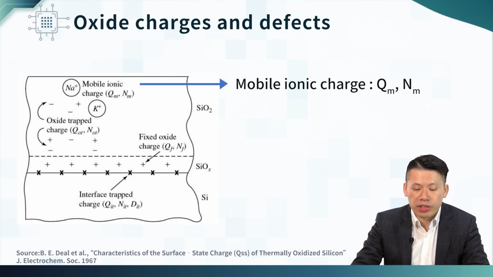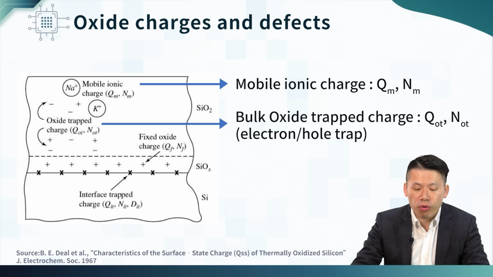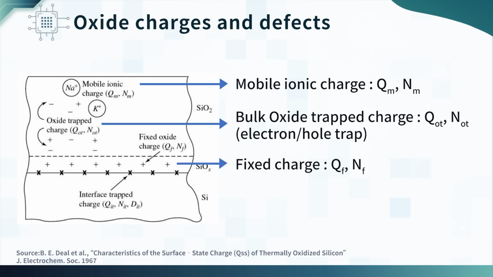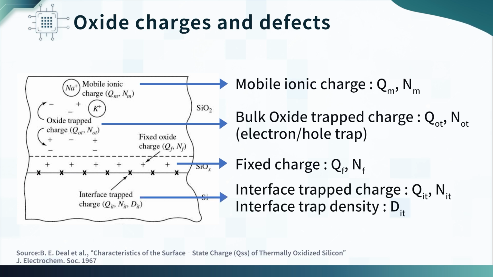So for example, this is a place where we might have the mobile ion charge, and this is a place where we will have the bulk oxide charge, which can be either an electron or hole trap that can happen inside the silicon oxide dielectric. Or we can also have the fixed charges in the interface, or the interface trap charges in between the silicon dioxide and silicon interface.